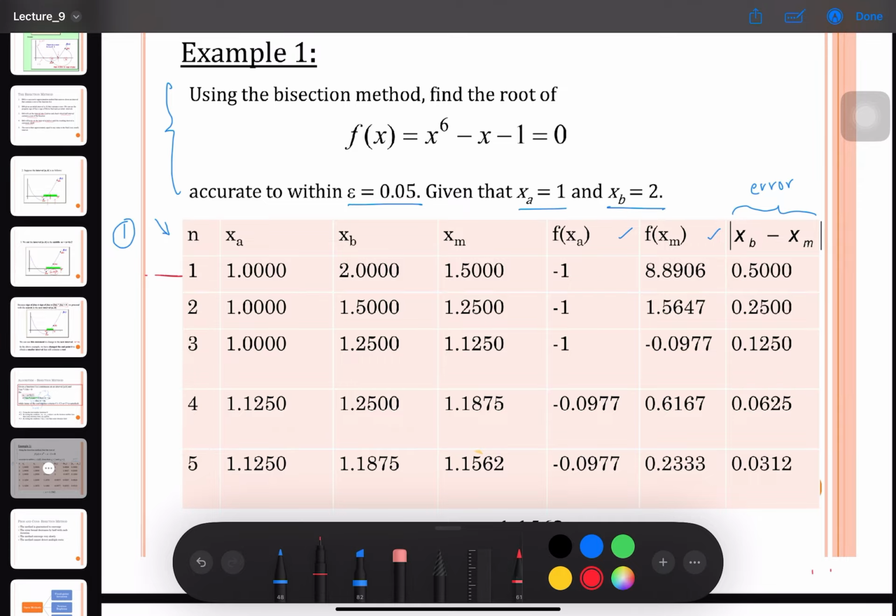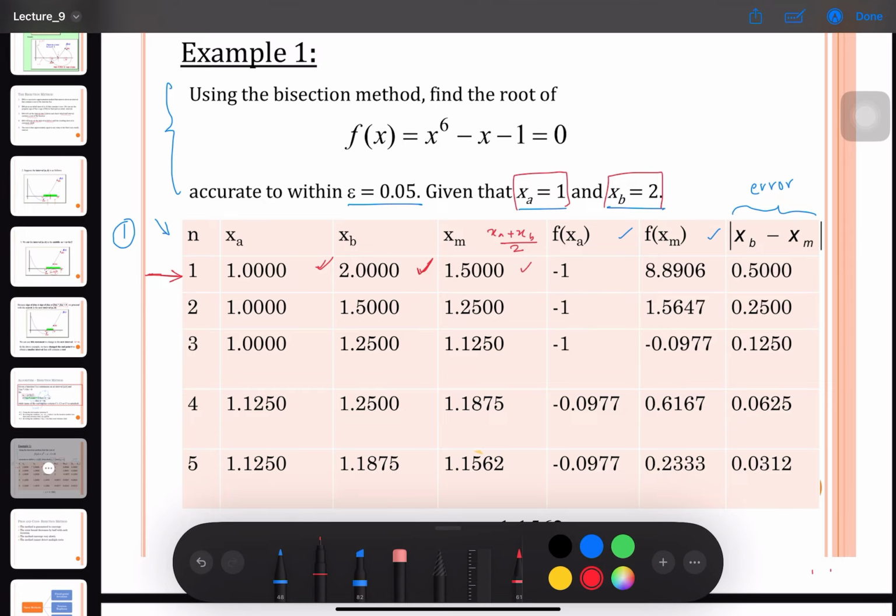This is your first row, n = 1. So what value do you put in xa? The one that they give you, xa = 1, so that's why you put 1. And then they give you xb = 2, so that's why you put 2 here. Okay, for xm, you have to use the midpoint equation. Remember, (xa + xb)/2. So in this case, (1 + 2)/2, you get 1.5.